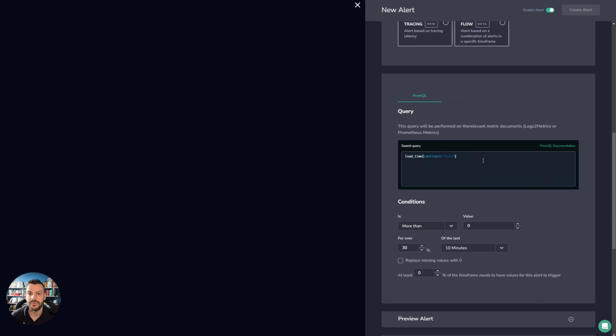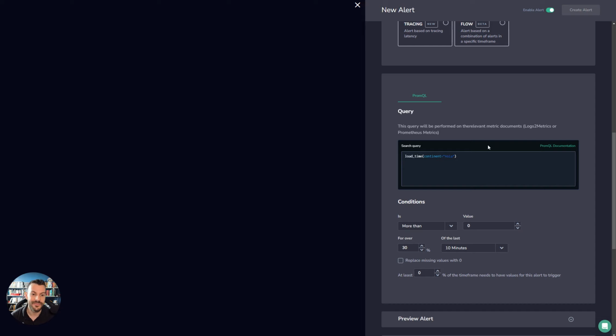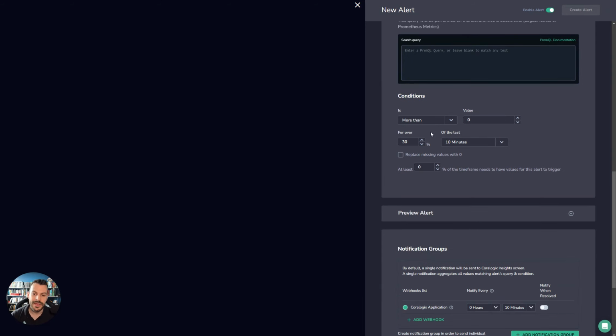If you're unfamiliar with PromQL, there is a wealth of information out on the internet and also on the Coralogix site as well. And you can also see a link off to the PromQL documentation right here in the UI as well. So you can see here that the Prometheus documentation is really accessible. So if you're unsure, just try out that link.